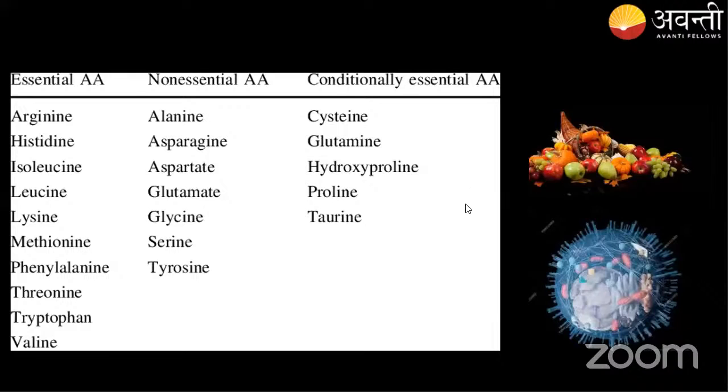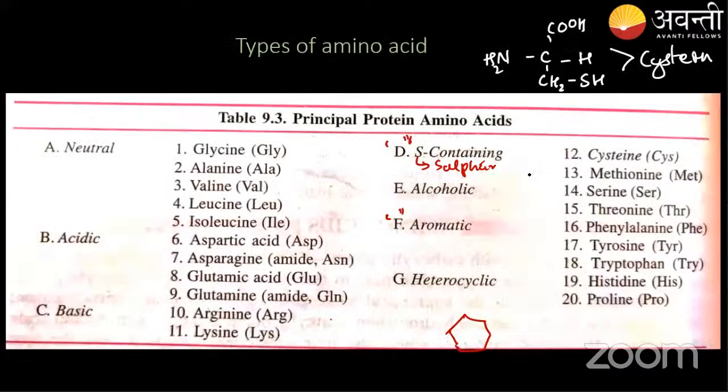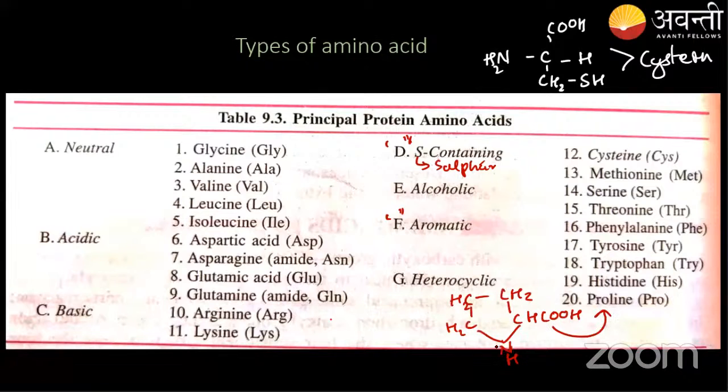What's the meaning of heterocyclic? It does have a ring, but the ring contains nitrogen atoms. It's a ring only, but the ring will contain nitrogen. Like if I write proline: CH2, CH2, and CH2, and CHCOOH, and NH. So this is the structure of proline. It forms a ring structure, but it has a nitrogen. Aromatic will not have a nitrogen. So we call it heterocyclic.